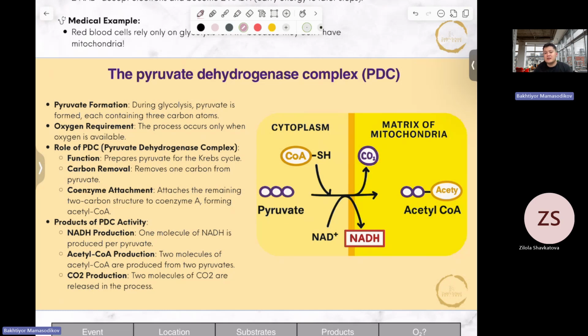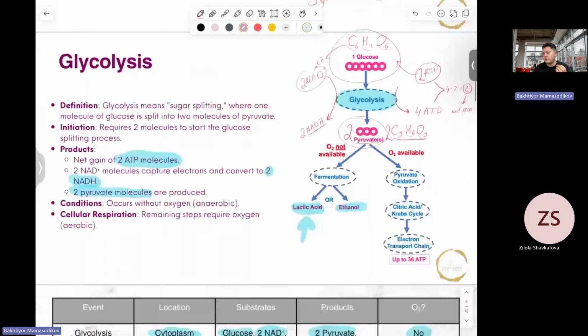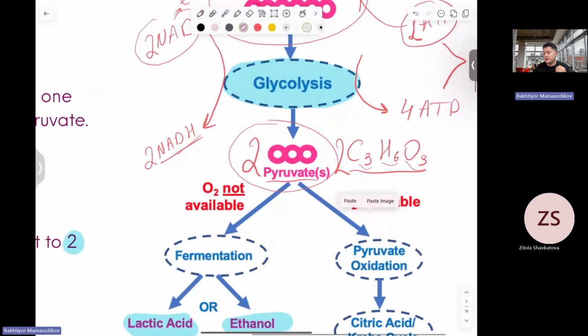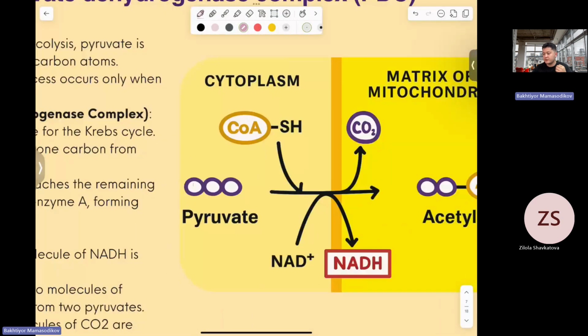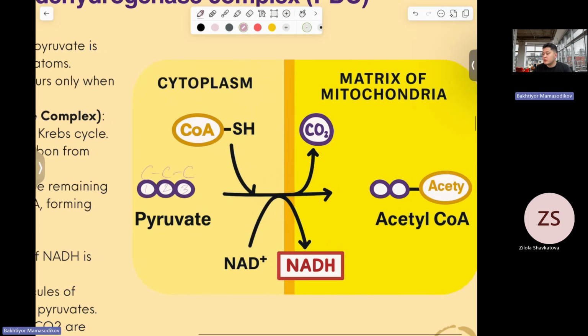So what does the PDC do actually? Let's say pyruvate is a 3-carbon molecule. Do you remember the formula of the pyruvate? So pyruvate is a 3-carbon molecule. It has 3 carbons, okay? This is the first carbon, second, and the third carbon. So the function of the PDC is to remove 1 carbon. So here you see 1 carbon is removed.